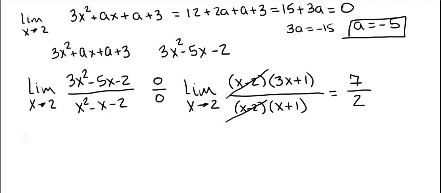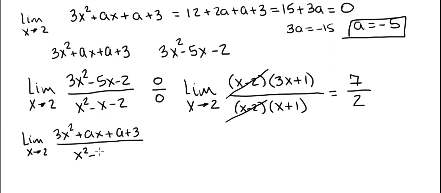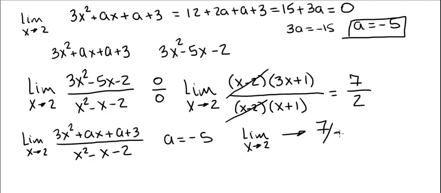So let's go back to the original problem. The question was, for what value of a does the limit as x approaches 2 of 3x squared plus ax plus a plus 3 divided by x squared minus x minus 2 exist? The answer is a equals minus 5. And what will that limit be? The limit as x approaches 2 of the resulting quotient, as you just saw, is going to be 7/3. For any other value of a, we'll end up with a non-zero over 0, which will go to infinity or minus infinity depending on whether we approach 2 from the left or from the right, and the limit is not going to exist.